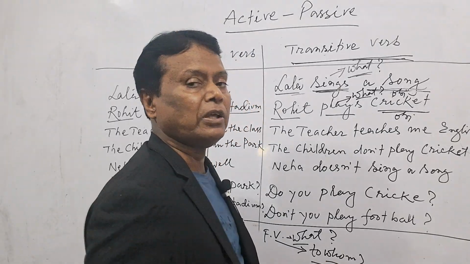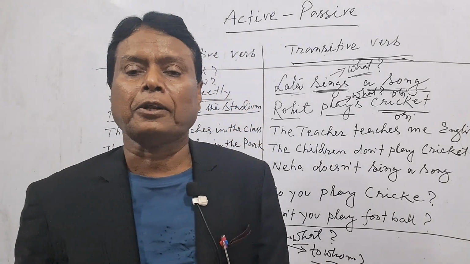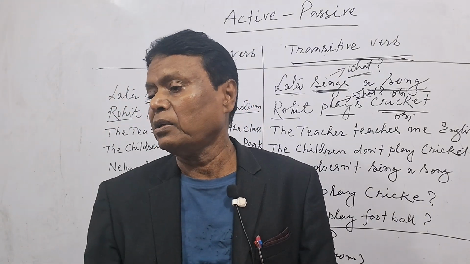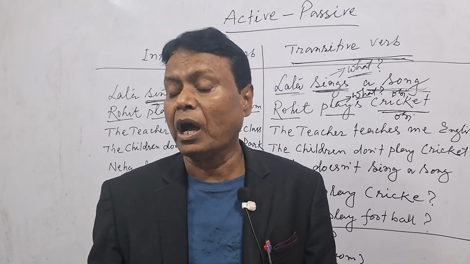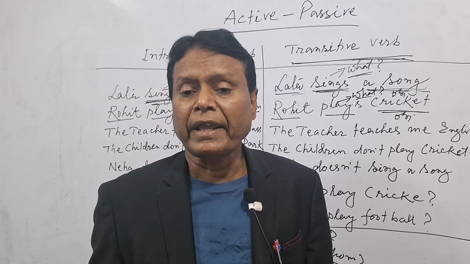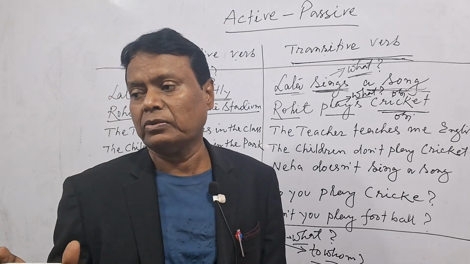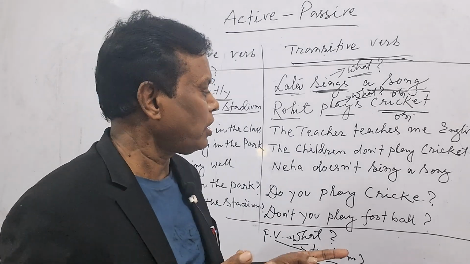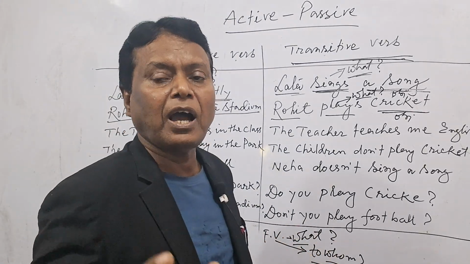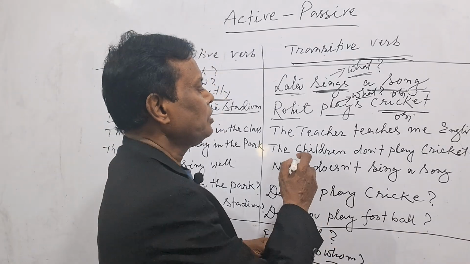Whom is WH family? So many WH family words are there, like where, when, which, how, why. They cannot bring us object. Only what and to whom. See how we can use to whom.